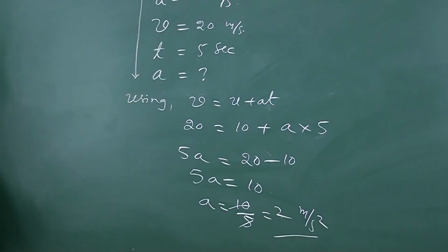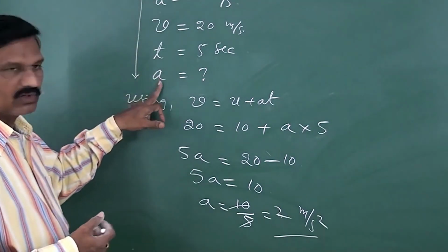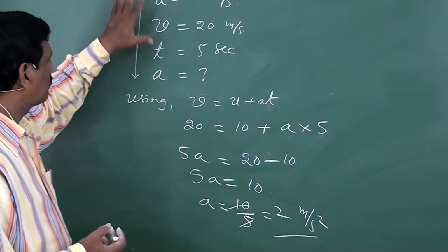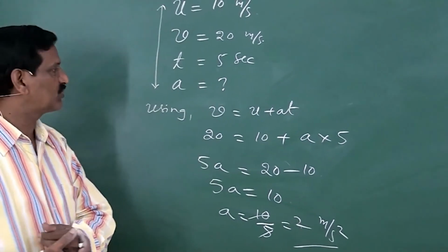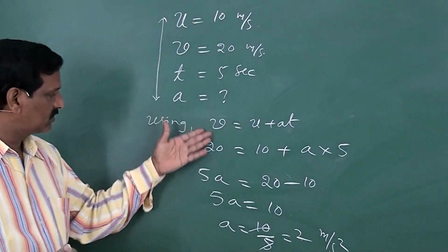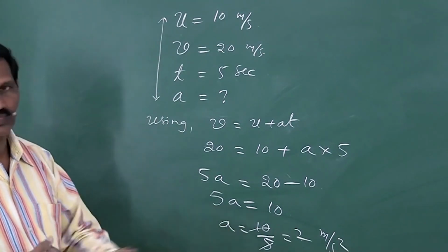So here we have to write the data first. This is the data given and we have to calculate acceleration. Then just remember the relation which connects these parameters, that is v equal to u plus at. Using this you can calculate acceleration as 2 meter per second square.